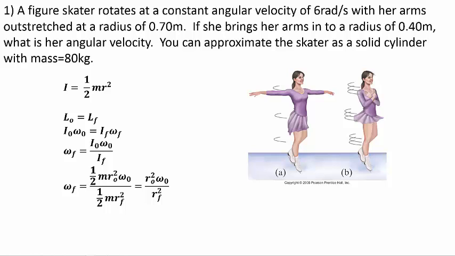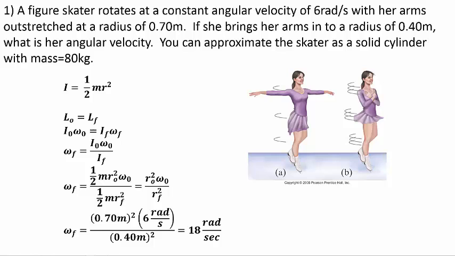Now these are both cylinders. The only difference is the radius. So the 1/2 m gets canceled on either side. What we're left with is the radius before squared times our initial velocity divided by the radius final squared. And what we end up with is a final velocity of approximately 18 radians per second. So she started off with an initial angular velocity of roughly 1 revolution per second, and she ended up with an angular velocity of roughly 3 revolutions per second.